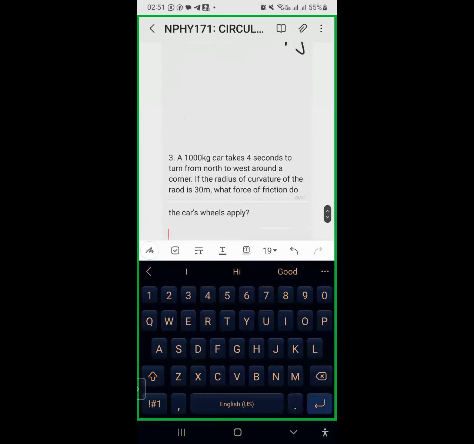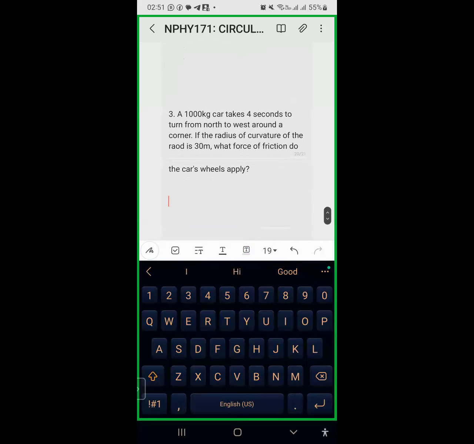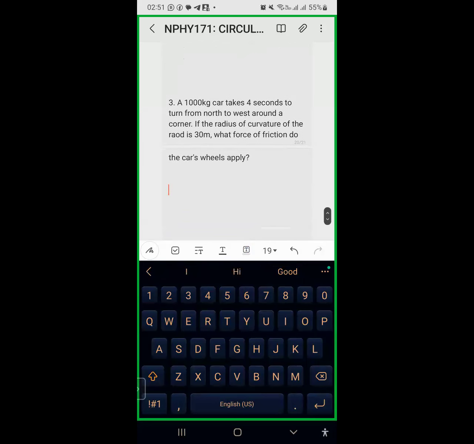Now let's look into the last question, which is based on circular motion. They say a 100 kg car takes 4 seconds to turn from north to west around a corner. If the radius of curvature of the road is 30 meters, what force of friction do the car wheels apply? There are many ways of solving this question, but I will only show you 2 ways.